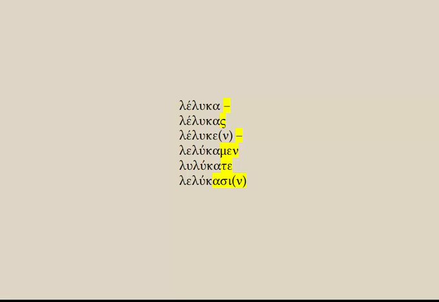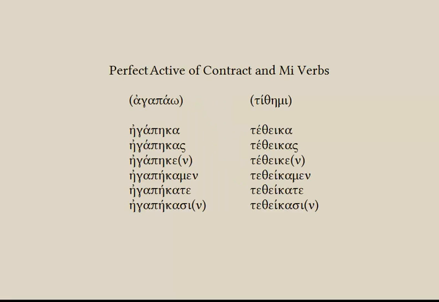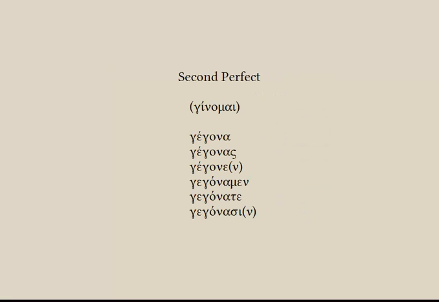Since the zero form shows up in both the first singular and the third singular, the alpha shifts to an epsilon in the third singular so they can be distinguished. The third plural looks like the asin ending from the core pattern, so that should be easy to recognize. The perfect active of contract verbs are simple because they merely lengthen their stem ending, so the personal endings are clear. And the endings on mi verbs are also clear. There's also a second perfect.